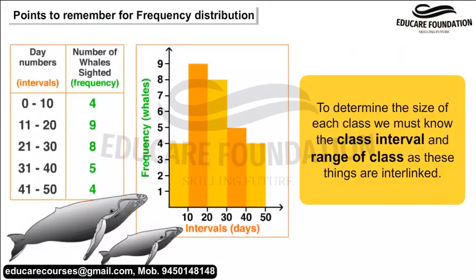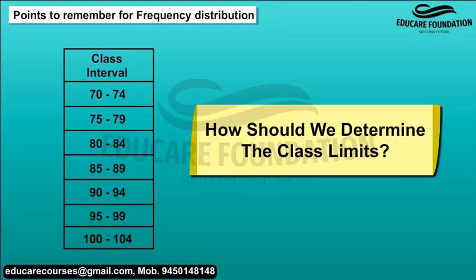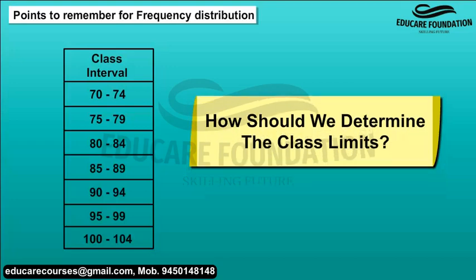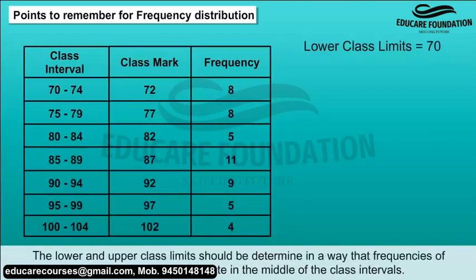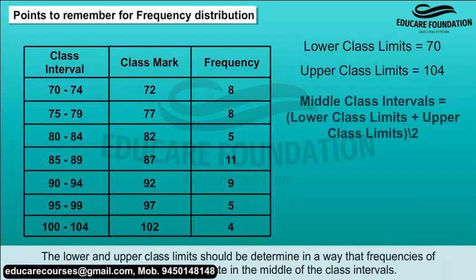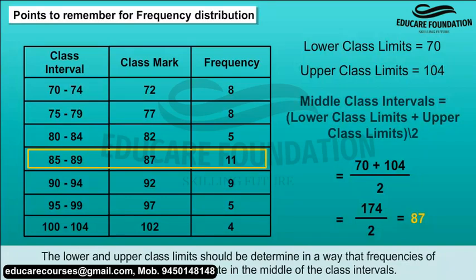What should be the size of each class? To determine the size of each class, we must know the class interval and range of class, as these things are interlinked. How should we determine the class limits? Class limits should be definite and stated in a clear manner. The lower and upper class limits should be determined in a way that frequencies of each class tend to concentrate in the middle of the class intervals.